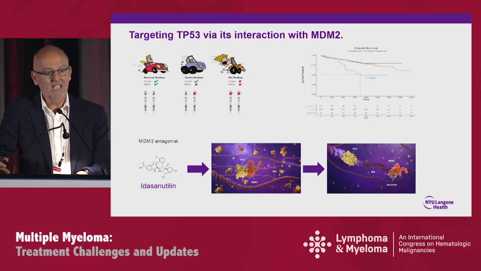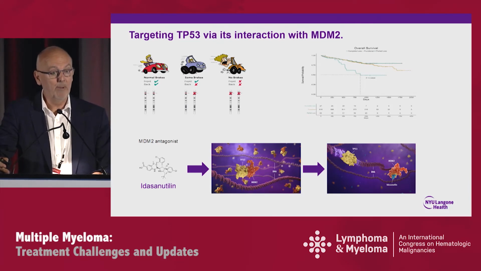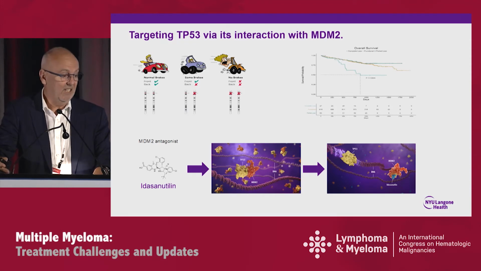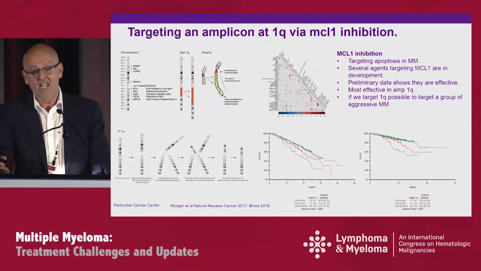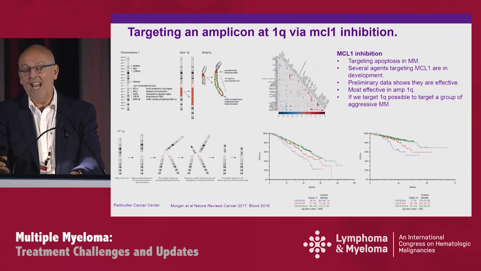You need to inactivate both alleles to have the prognostic input, and that's shown in the survival curves, where it's only the biallelically inactivated cases that really pursue a downward course. Maybe we could target these cases with MDM2 antagonists, maybe we can't, but I think there's some potential for us exploring this further.